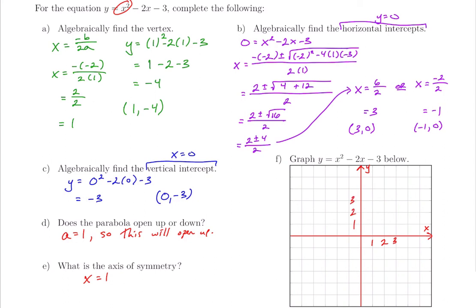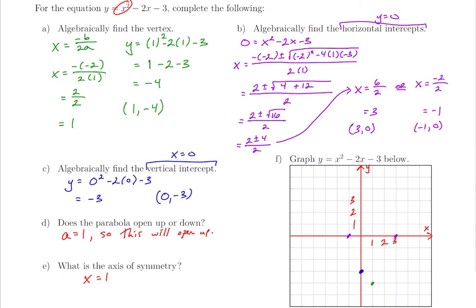And now we need to plot our points. Our vertex is at the point 1, -4. Our x-intercepts are at -1, 0 and 3, 0. And our y-intercept is at 0, -3. It is important to remember the symmetry and that the axis of symmetry does go through the vertex. So if there is any point to the left side of the axis of symmetry, there will be a point mirrored on the right side.